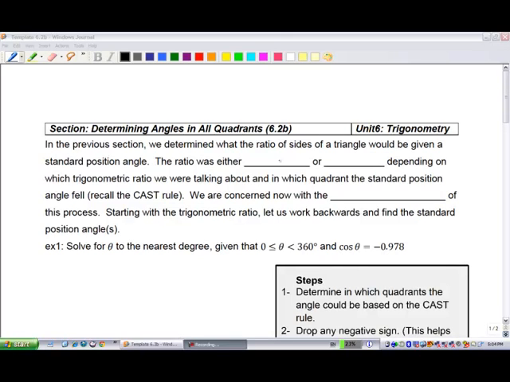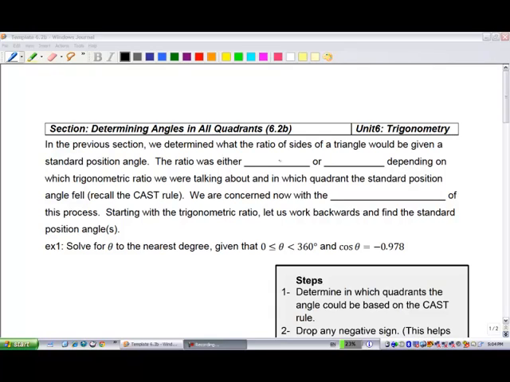Welcome to Trigonometry for Pre-Calc Math 11, and today we're taking a look at determining angles in all quadrants. Basically, in the previous section we determined what the ratio of sides of a triangle would be given a standard position angle. So we started with an angle and we came up with the ratio of sides.